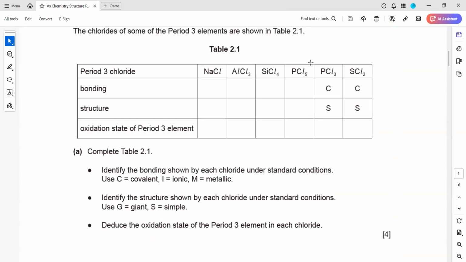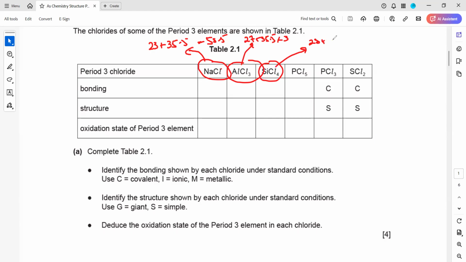If it was sodium chloride, let's say, then what will the formula mass be? The formula mass will be 23 plus 35.5, so it will be 58.5. So it means it cannot be sodium. If it was aluminium, then it will be 27 plus 35.5 times 3. If it was silicon, silicon is 28 and chlorine is 35.5 multiplied by 4.